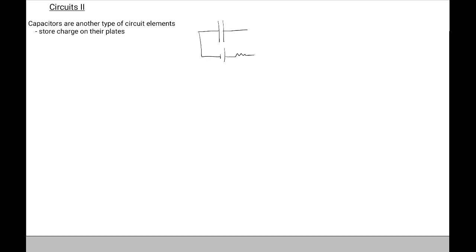Let us look at some other aspects of circuits. Another type of circuit element is a capacitor. A capacitor stores charge on its plates. So in a circuit it looks like this, and normally it will get connected across the battery via a resistor.